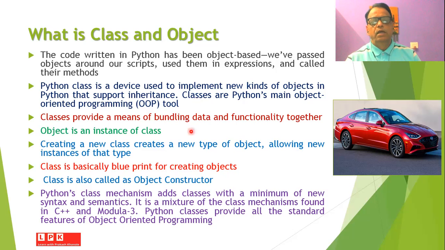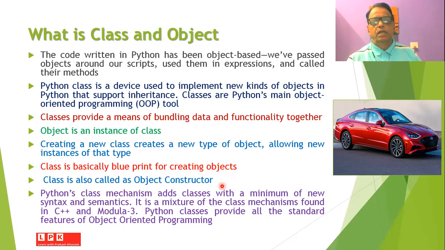Class will provide a means of bundling data and functionality together. As I said, in real life, most objects consist of data, and there is also some functionality associated. An object, you can say, is an instance of a class. Creating a new class will create a new type of object, which will allow new instances of that type. A class is basically a kind of blueprint for creating objects. A class can also be called an object constructor.